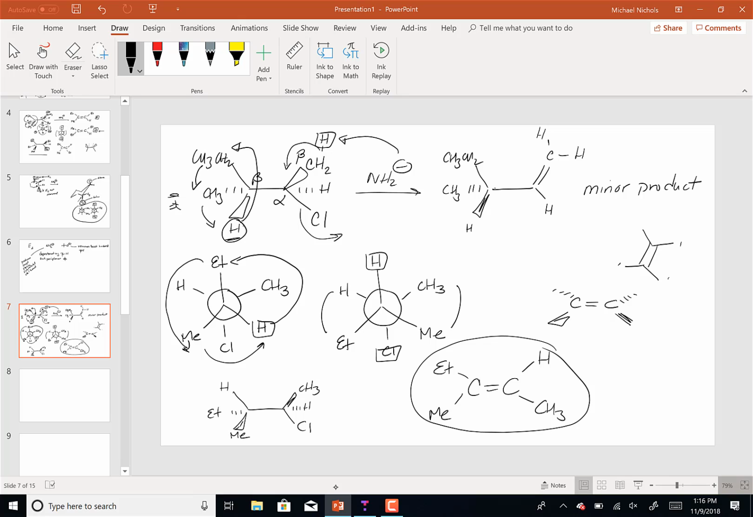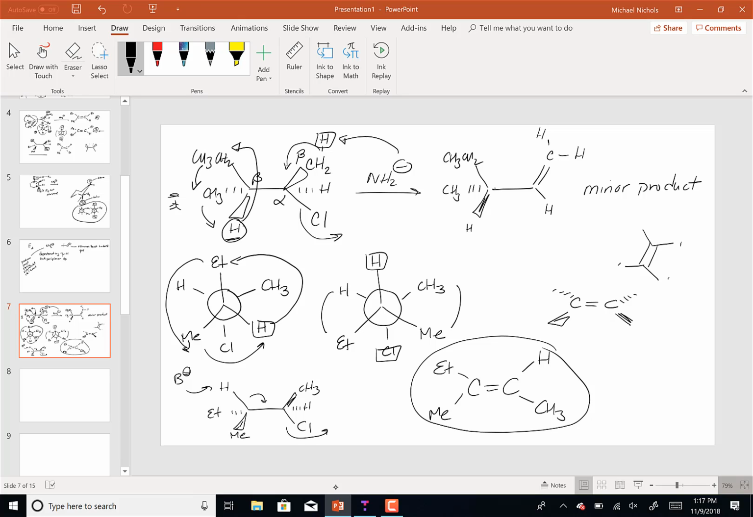Okay. NH2 minus always removes, it always forms the more stable product. It can form both, but it's always going to form the more stable one. This has 1, 2, 3 alkyl groups, and this one only had one alkyl group. So once the hydrogen is there, the base comes in, removes it, hydrogen goes here, chlorine leaves.